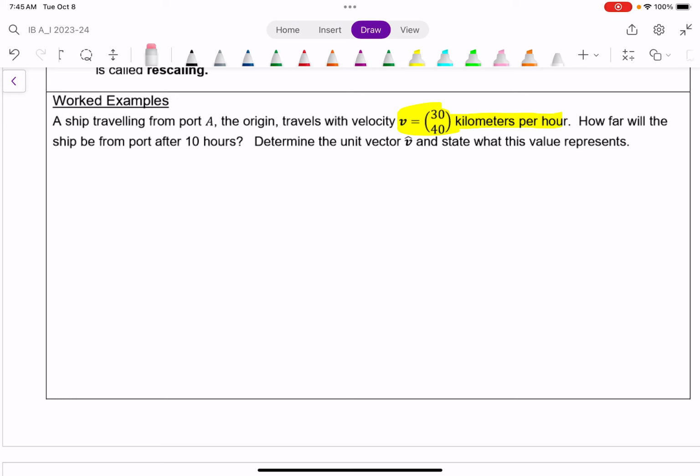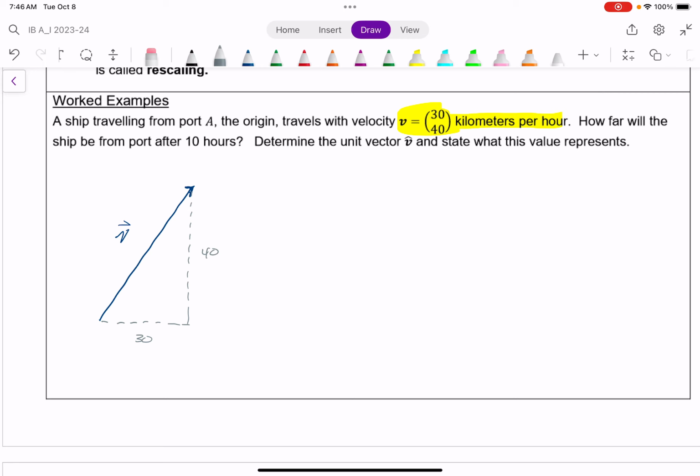And so if the velocity is 30 over 40 kilometers per hour, that means every hour the ship travels a net change of 30 kilometers to the east and 40 kilometers north. So I'll visualize that like this. So here's my vector v. And again, this is what the 30 and the 40 represent. All right, those are all kilometers every hour.